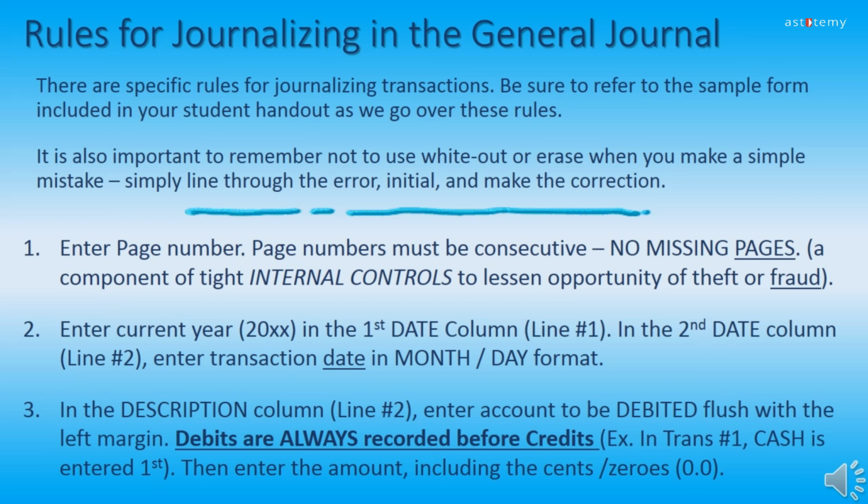In our example, which is transaction 1 from our T account exercise, recording a cash investment, we record the cash portion of the transaction first. You're going to write the word cash, flush with, and no indent from the left margin. Then in the debit column, enter the transaction amount, which is $20,000. No commas or dollar signs are needed, but remember to include the cents, even if the amount is zero. The next slide, we will cover the last 3 rules.